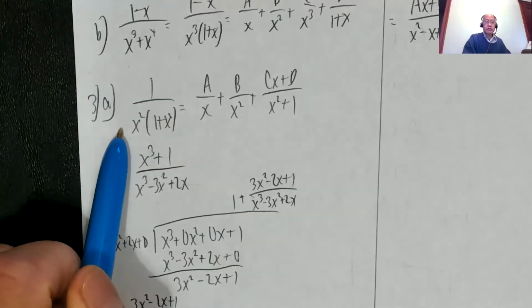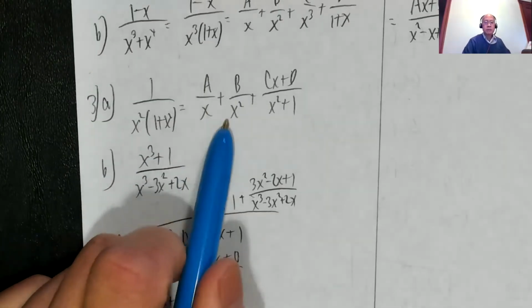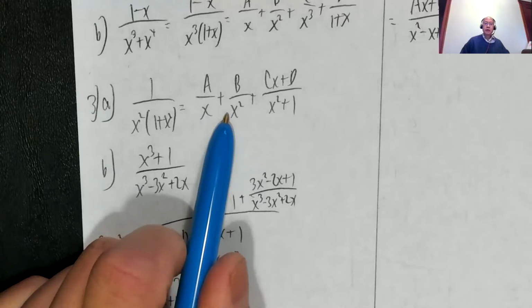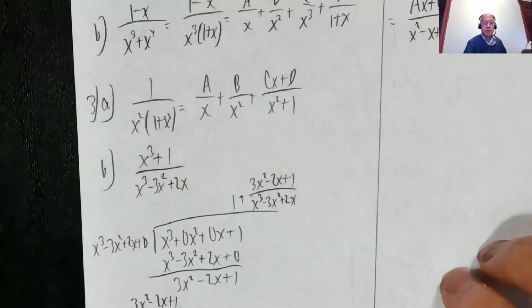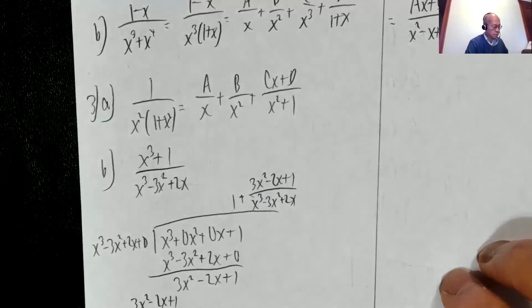So this is x squared, that's repeated. So A over x, B over x squared. And now x squared plus 1 gets a Cx plus D on top.